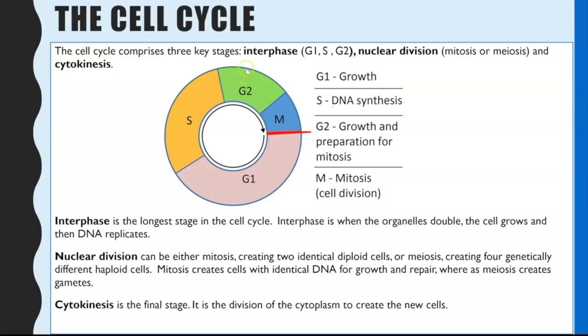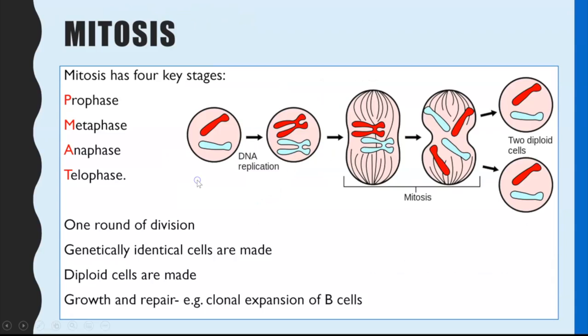So that's the cell cycle, but what I'm going to focus on in this video is just the nuclear division, mitosis. So in mitosis, there are four key stages: Prophase, Metaphase, Anaphase, and Telophase. And you might pronounce those differently. Some people say Telophase, I say Telophase. As long as you spell it correctly in the exam, that's the main thing.